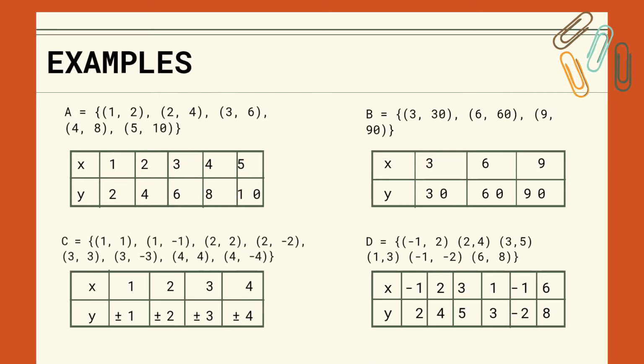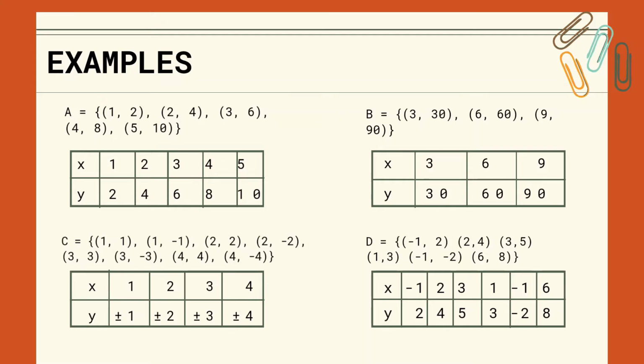For the first example, A is the set of (1, 2), (2, 4), (3, 6), (4, 8), and (5, 10). Place all the x coordinates on the first row of the table, while the y coordinates will be placed on the second row. As you can see, there's no repetition of numbers in the x coordinates. Therefore, this is a function.